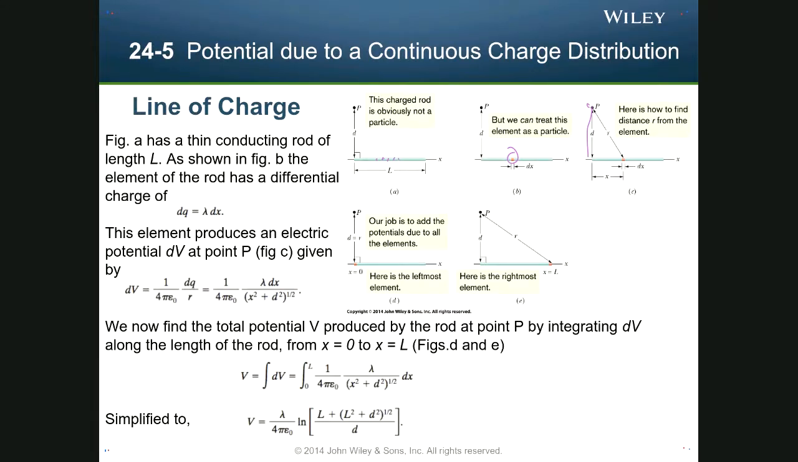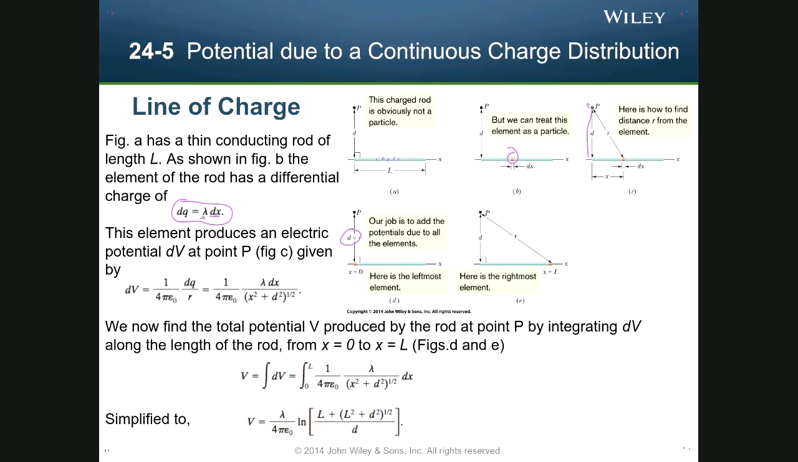So our job is to add all the little potential bits due to all of the elements, from 0, where d is equal to r, all the way out to r, where x is equal to l. Okay? So looking back, if you remember for an electric field, when we had dq, we had dq equal to the linear charge density times dx.